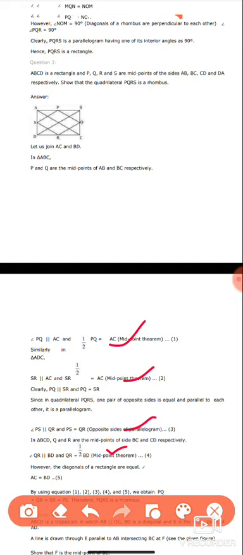Okay, now however, the diagonals of a rectangle are equal. This is the property of a rectangle. Okay, the diagonals are equal. So if the diagonals are equal, you can write AC is equal to BD. That is equation number 5.